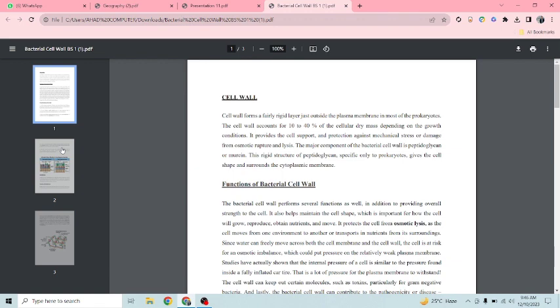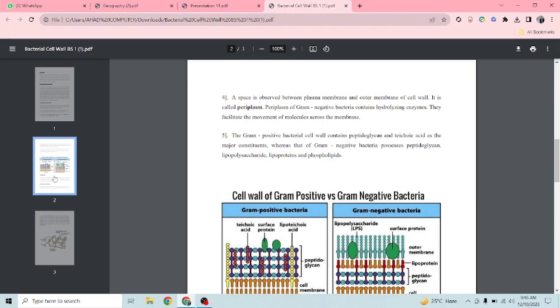Studies have actually shown that the internal pressure of a cell is similar to the pressure found inside a fully inflated car tire. That is a lot of pressure for the plasma membrane to withstand. The cell wall can keep out certain molecules such as toxins, particularly for gram-negative bacteria. And lastly, the bacterial cell wall can contribute to pathogenicity, or disease.